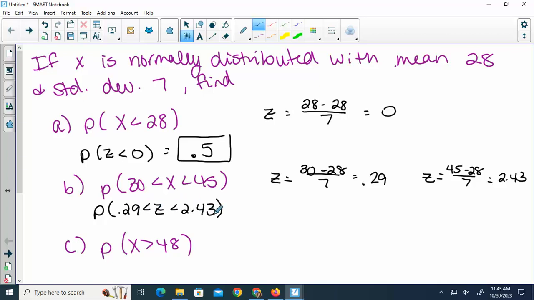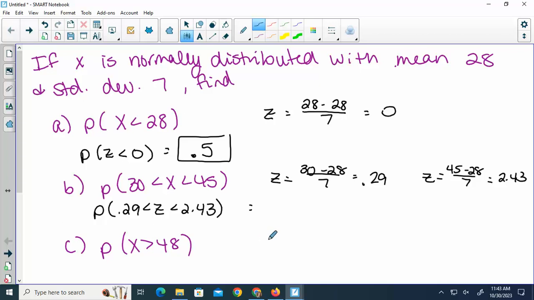So we need to find the probability that z is between 0.29 and 2.43. So to do that, we know our probability has to be positive at the end. So to get the between, we're subtracting. You have to do the bigger one minus the smallest one.